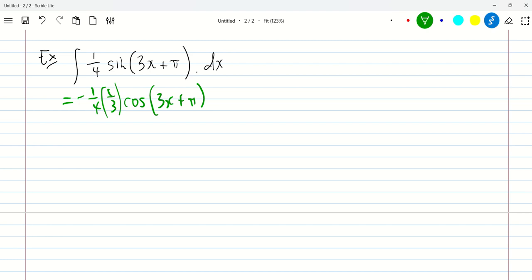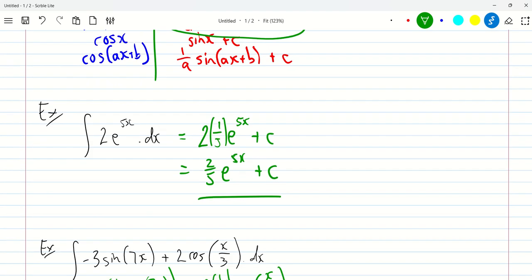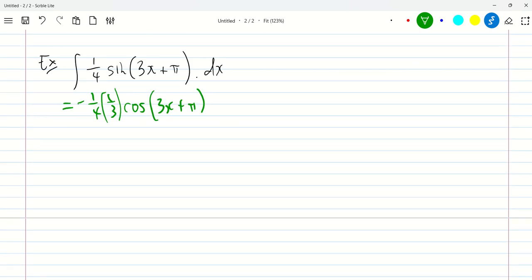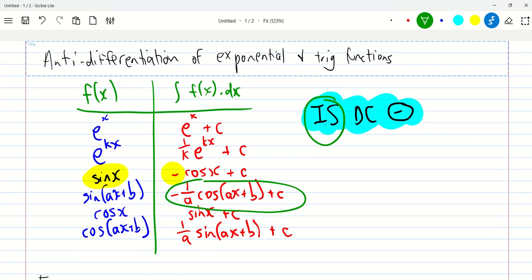Okay, because sine goes to negative cos. And then we, again, just remember we're dividing by that a. So always divide by whatever's in front of x. In this case, it was a 3, so we divide by 3. Don't forget your plus c whenever you integrate, and then tidy her up. So that's negative 1/12 cos of 3x plus pi. Hope that makes sense. Hopefully it's nice and simple, just following those rules as given at the top.